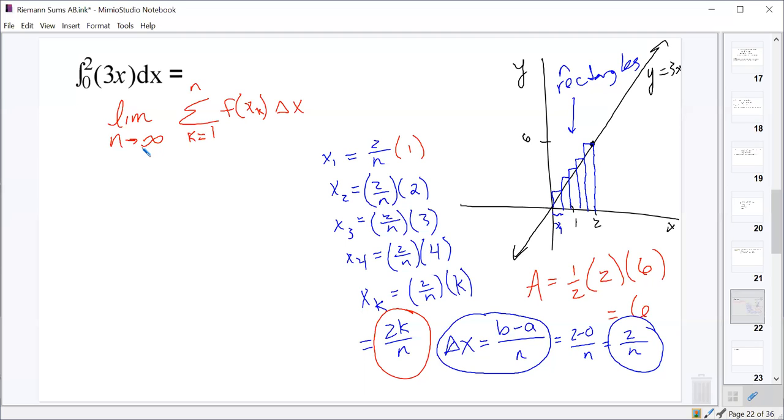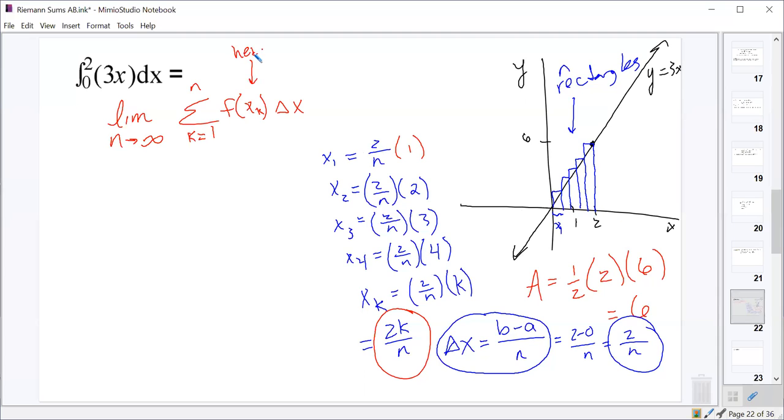X sub 1 is not equal to 1. X sub 1 is equal to 2 over n times 1, or just 2 over n. X sub 1 is the distance from the origin that we need to go to get the height of that first rectangle. So we went over the width of one rectangle, which is 2 over n. Oh. Because the entire interval is 2, and we have n subintervals, so the length of each subinterval is 2 over n. So the first rectangle has a height of f of 2 over n. So we need to plug 2 over n into our function to find that height. All right. Does that make sense?